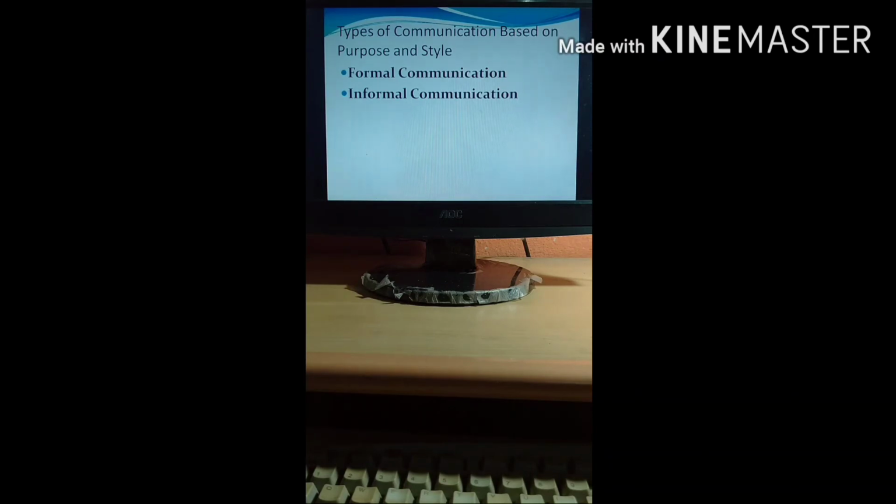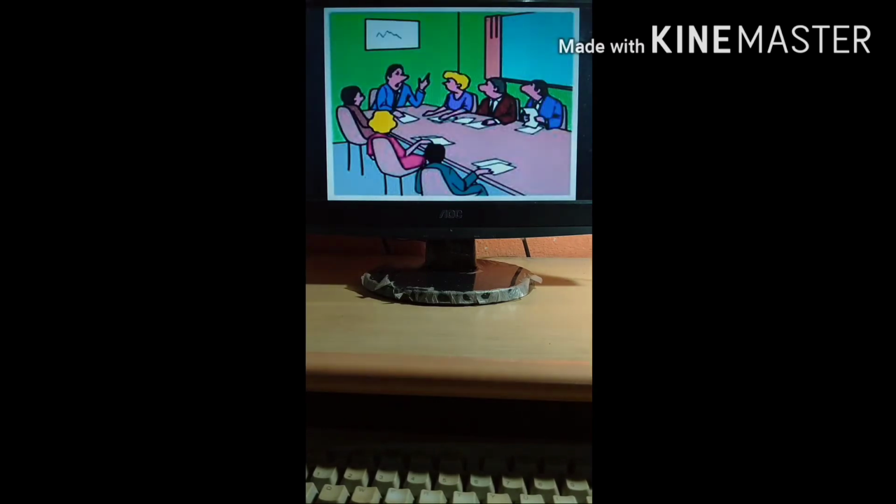Suppose you know someone very well, then with that person you will communicate in an informal way. Look at the image, and the point will become clearer. Here you can see a meeting happening in an office. This is a formal meeting, and everyone is a colleague, subordinate or manager. So in this image you can see people communicating with each other in a formal way.